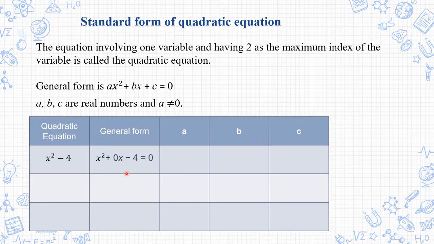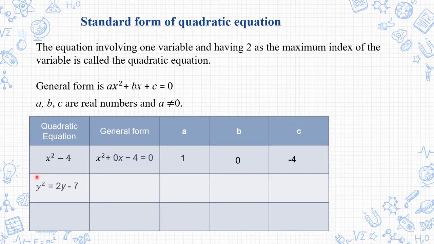Now if we try to find a, b and c, a is the coefficient of x square, and in this case the coefficient of x square is 1, so a will be 1. b is the coefficient of x, so in this case the coefficient of x is 0, so b will be 0. And c is the last constant term in the quadratic equation, so in this case the last constant term is minus 4, so c will be minus 4.